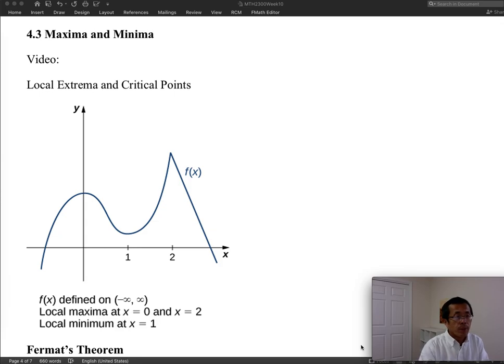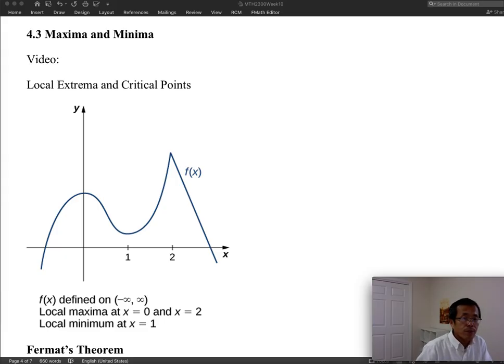Hello everyone, welcome back to Calculus 1, and this time we're going to work on section 4.3, maximum and minimum values. First, I think I need to clarify a concept. Speaking of maximums and minimums, there are two kinds: local maximums and minimums, and absolute maximums and minimums.